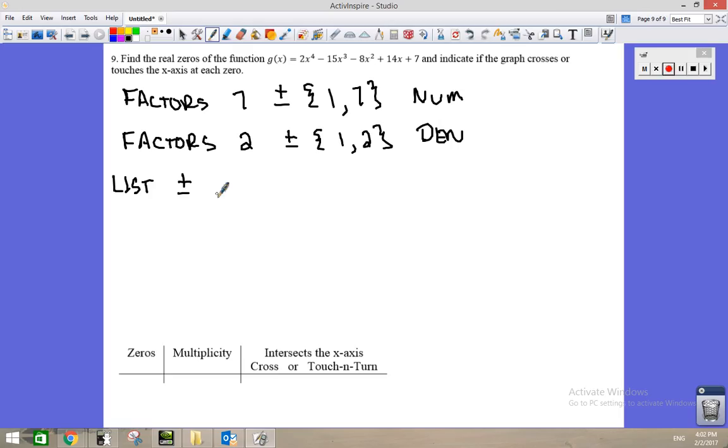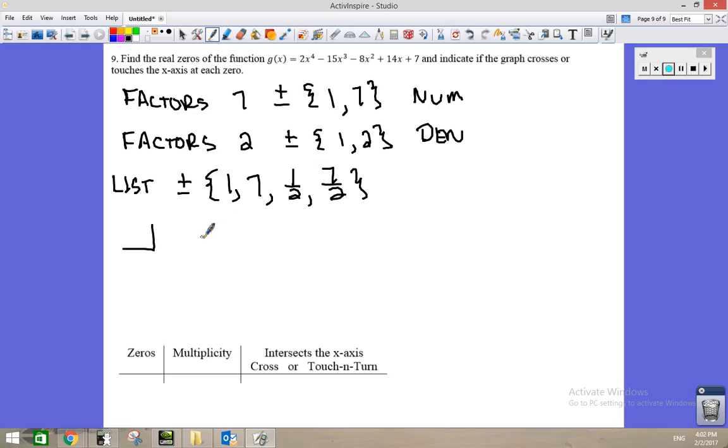Remember, x-intercepts are also called zeros of the function. So if we have 1 divided by 1 and 7 divided by 1, we just get 1 and 7. But here, when we change the denominator to 2, we've got 1 over 2 and 7 over 2. Okay, so that's our list. So we need to do synthetic division with the numbers from this list.